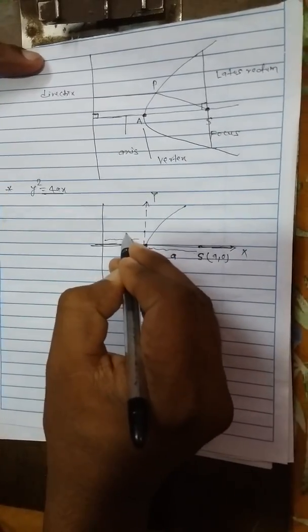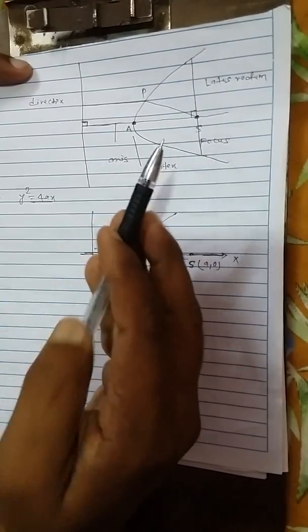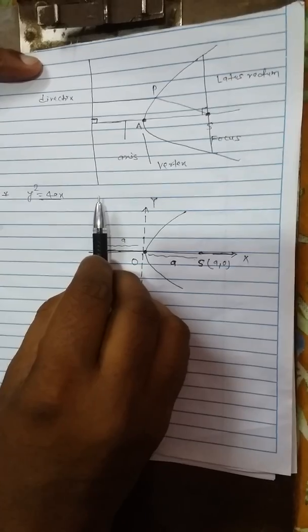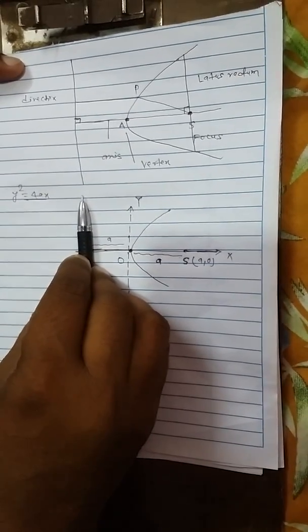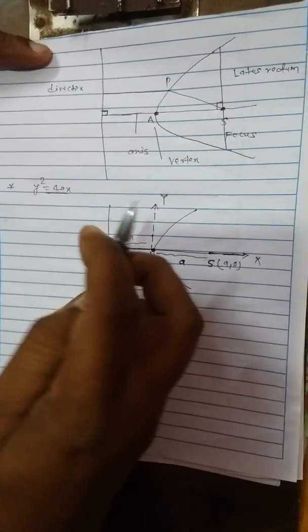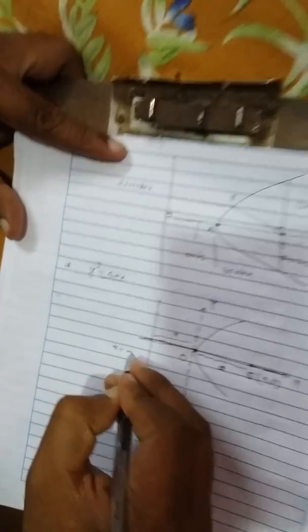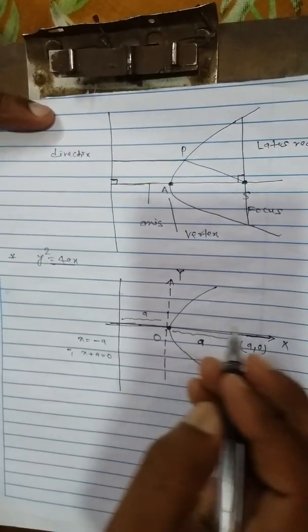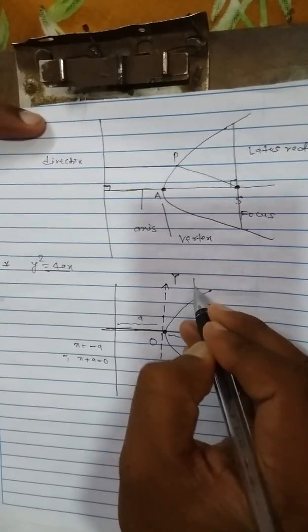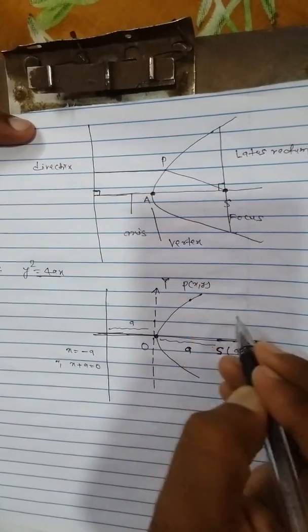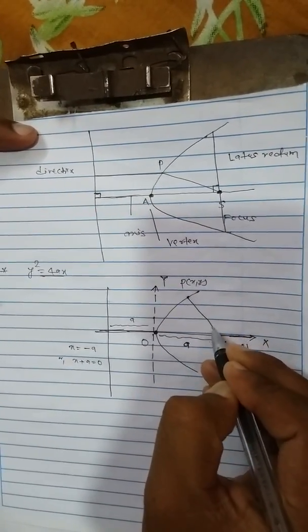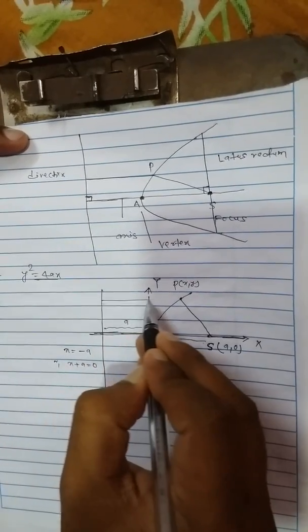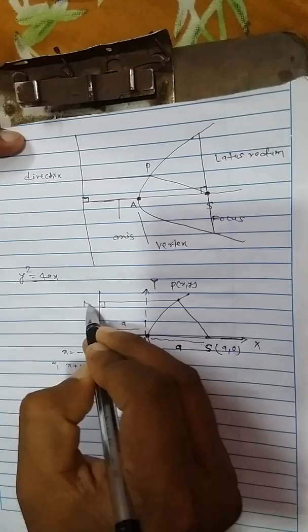As it is a parabola, this distance a will be equal to this distance. The directrix is a line parallel to the y-axis, and the equation of a line parallel to the y-axis is x equal to a, but it is on the negative x-axis, so x equals minus a, or we can say x plus a equals 0. Let P(x, y) be a general point on it. Join PS and draw PM perpendicular to the directrix.